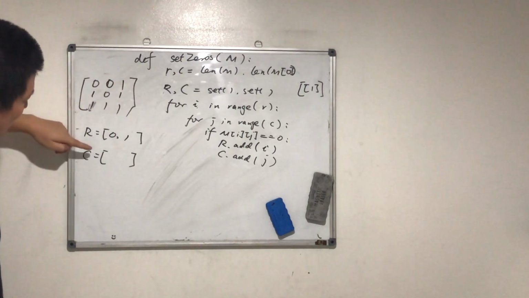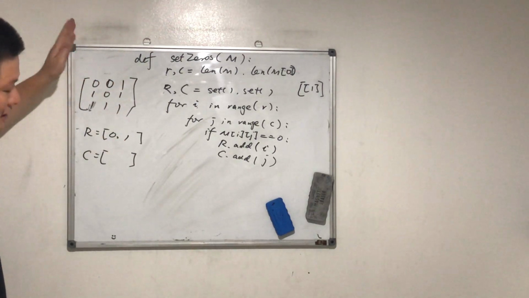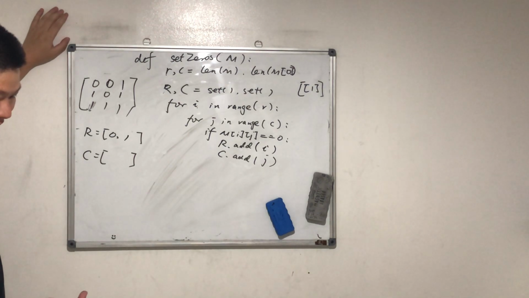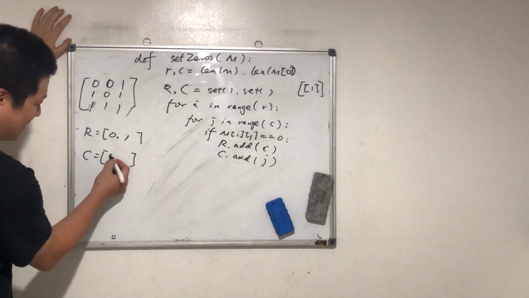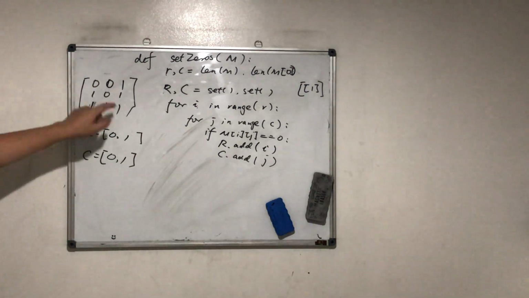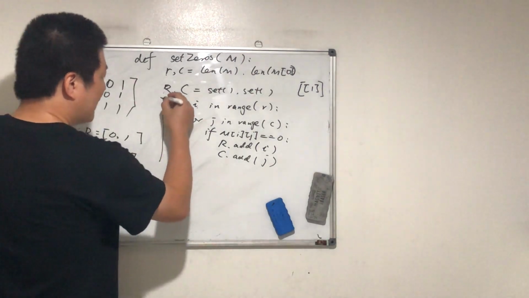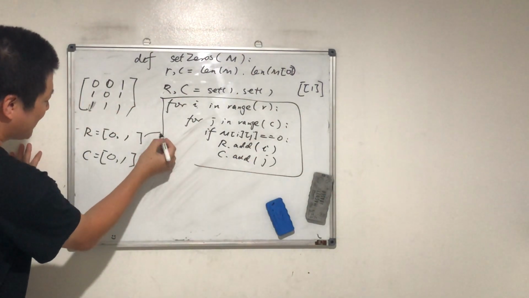The first one and second one. Yeah, still the same. Which columns contain the 0 and 1? The first one and the second one. So it's 0 and 1. Yeah, that's what happened. This bit of code will produce these two.